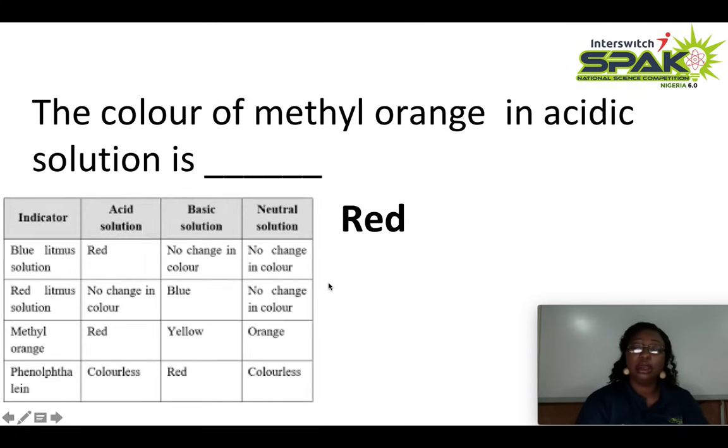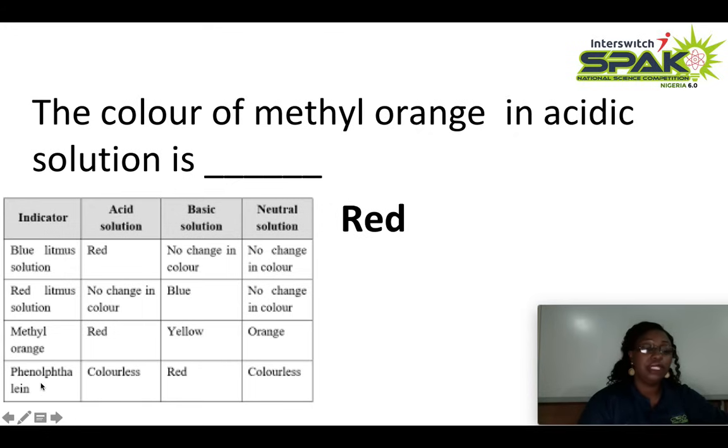Now let's quickly look at the color changes. For blue litmus solution, in acid solution it is red, in a basic solution the color does not change because it is blue, and in neutral solution, no change in color. For red litmus solution, in acidic it is red, no change. In basic, red turns to blue. Then neutral, no change. Therefore, methyl orange in acid solution is red, in basic solution it is yellow, and in neutral solution it is orange.